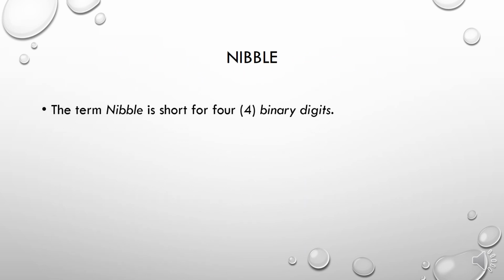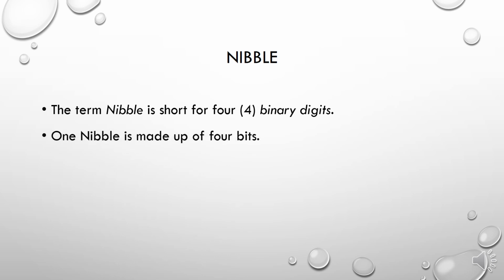Nibble. The term nibble is short for 4 binary digits. So if you have a combination of ones and zeros and you have only 4 digits, you have one nibble. Example of one nibble: 1001. So this is one nibble. If you have 8 bits, you have two nibbles.